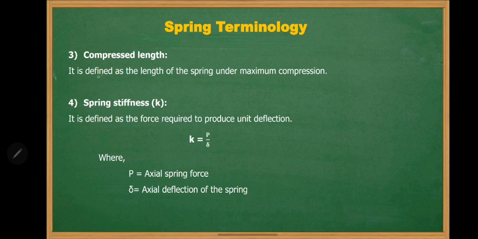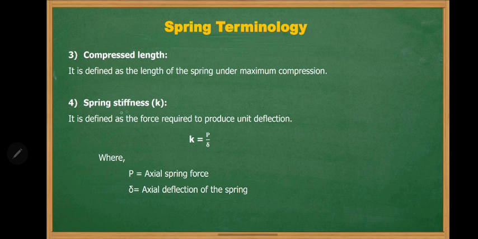Next terminology is compressed length. It is defined as the length of the spring under maximum compression. When the load is acting on the spring, the length which is in the maximum compressed state is called the compressed length of the spring.